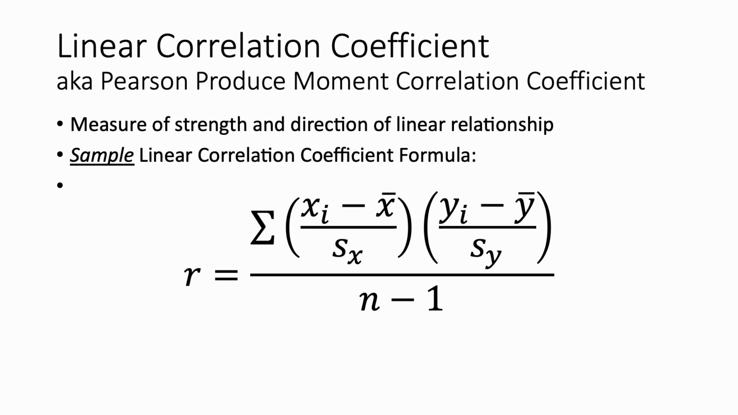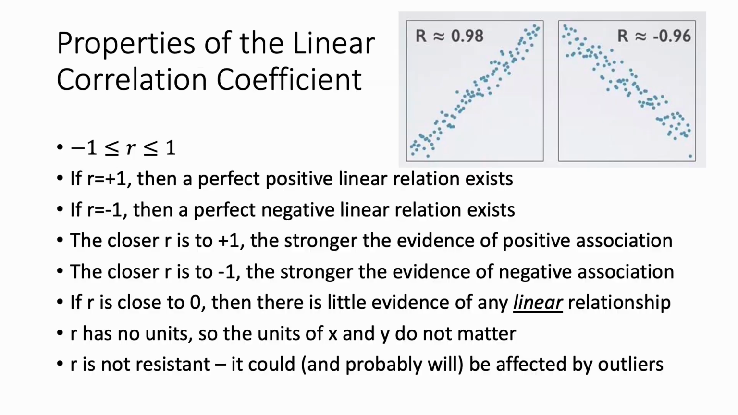Check your calculator to see if it gives you R or R squared, so you know for sure which to look for. All right, properties of the linear correlation coefficient. First of all, it has to be between -1 and 1 inclusive. The closer it is to either of those extremes, the better the relationship is. If R is near +1, or exactly +1, then it's a perfect positive linear relation, which would look like a straight line. The dots would all be perfectly in line with each other.